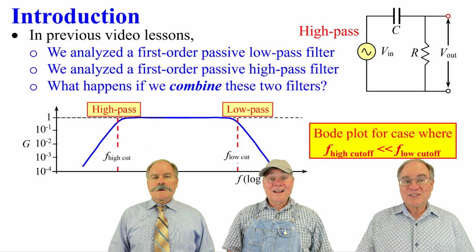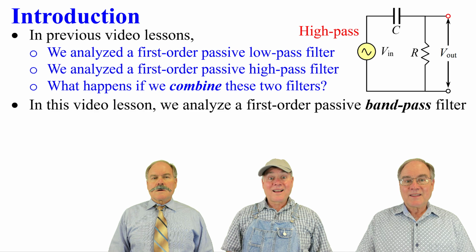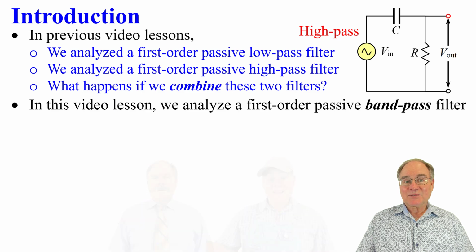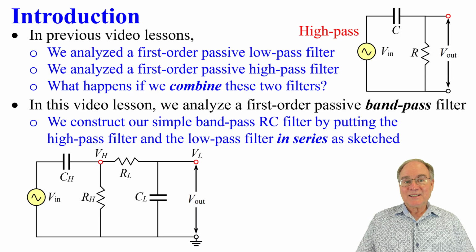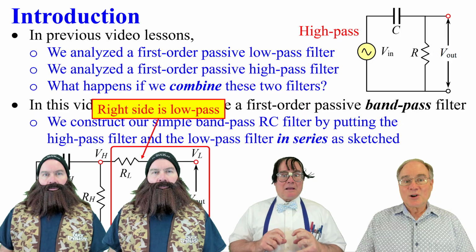Very low frequencies are blocked out, and so are very high frequencies. But there's the pass band in the middle. That's why we call this a bandpass filter, which we'll now analyze. We construct it by putting the high-pass filter in series with the low-pass filter. Here the left side is high-pass, and the right side is low-pass.